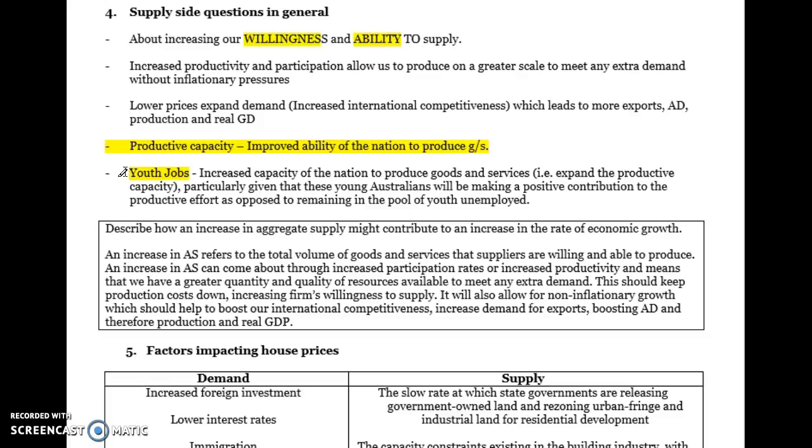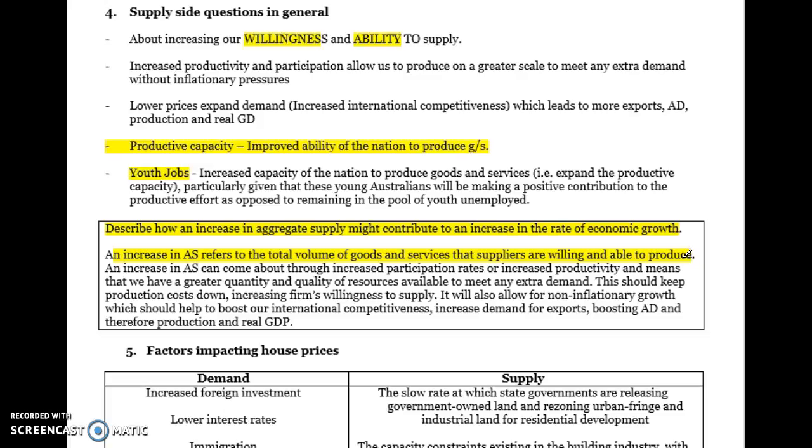So in last year's exam, it said discuss how an increase in aggregate supply might contribute to an increase in the rate of economic growth. So what you need to do is define what an increase in aggregate supply means. It means that firms are more willing and able to produce at any given price. This can come about through increased participation or productivity.